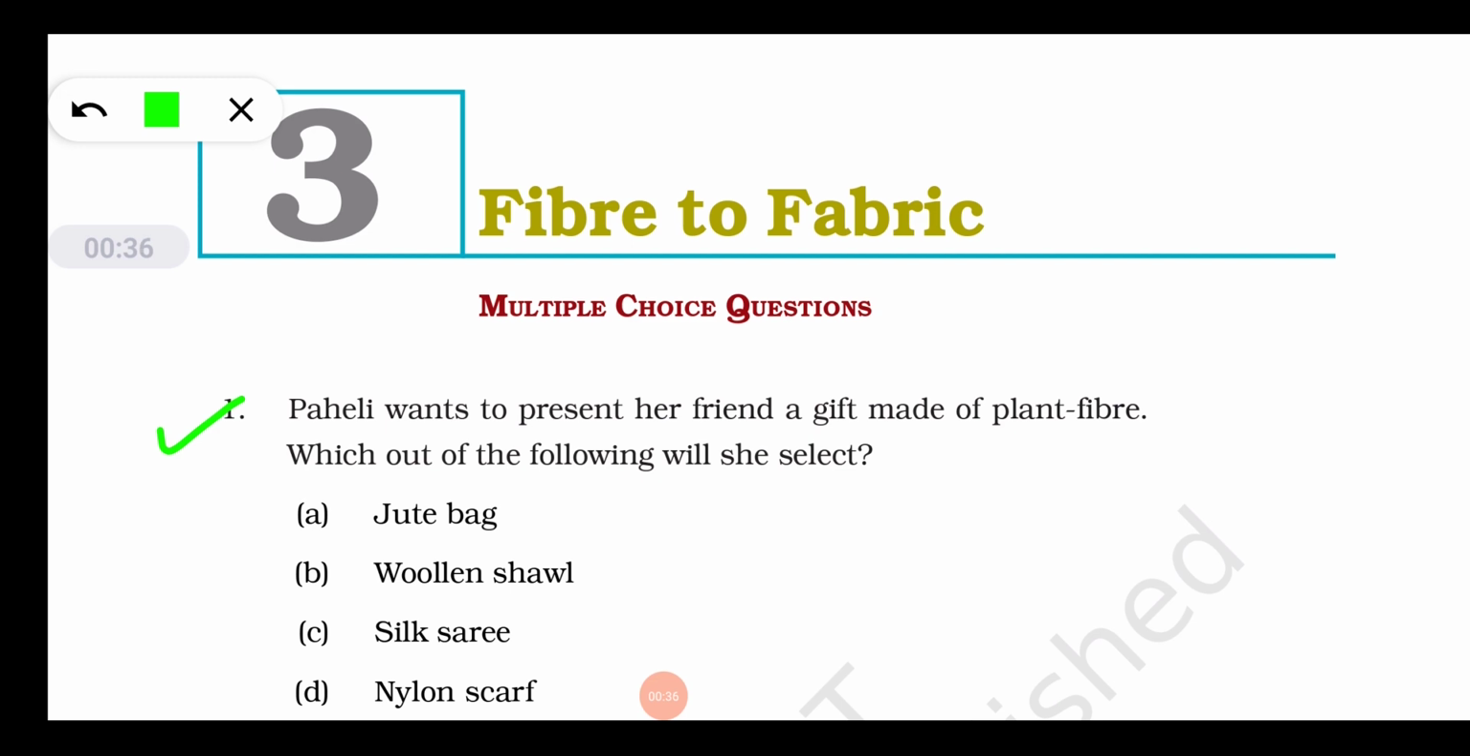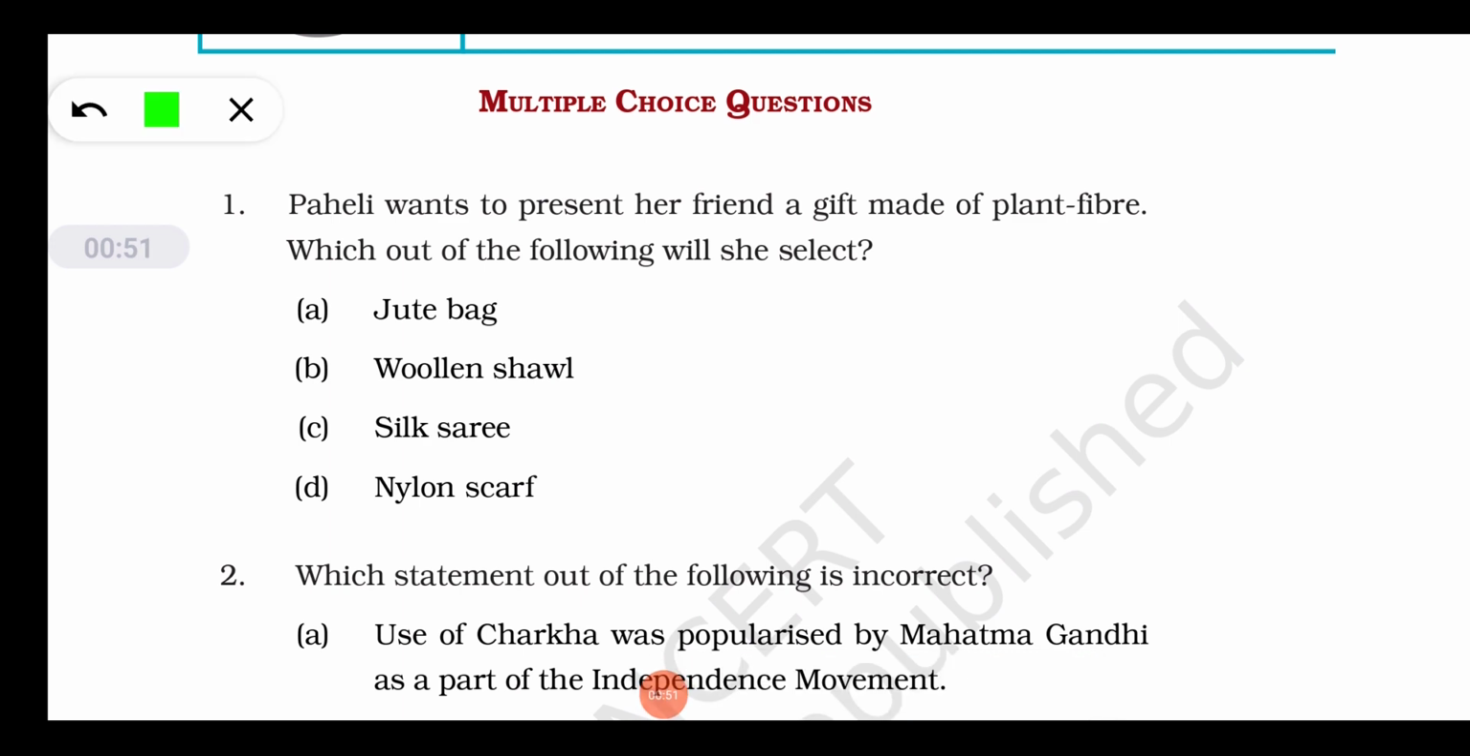Question number 1. Paheli wants to present her friend a gift made of plant fiber. Which out of the following will she select? Now the plant fiber is the jute bag, so this should be the correct one, because woolen shawl we obtain from sheep, yak, etc. And silk sari we get from silkworm, and nylon scarf is the synthetic fiber which is prepared by making use of chemicals in factories. So your option number A is the correct one.